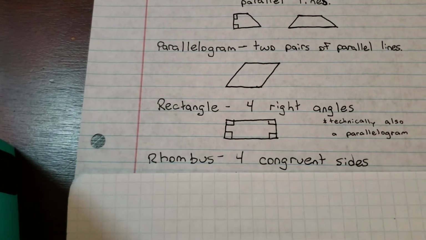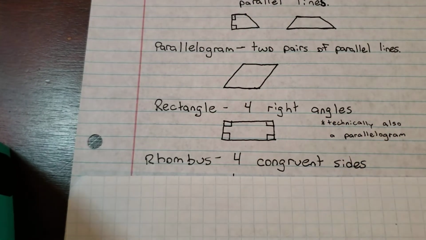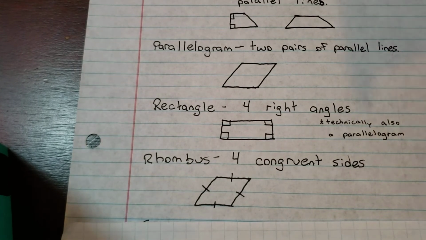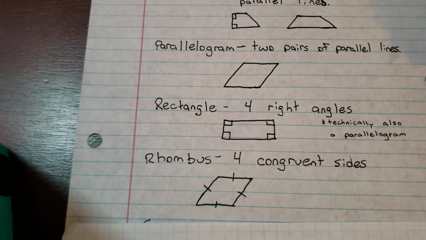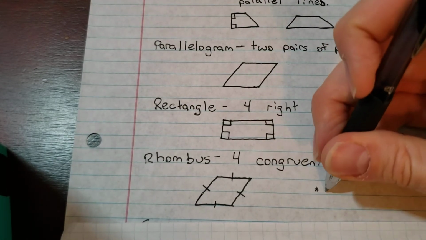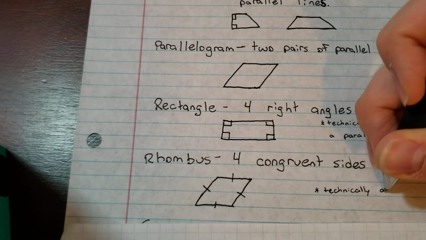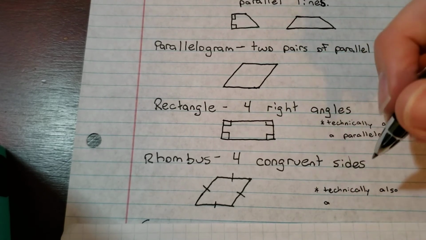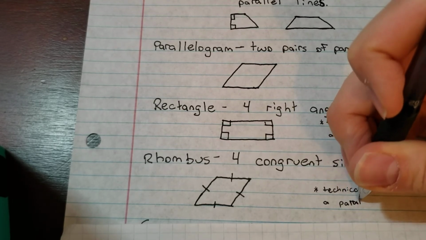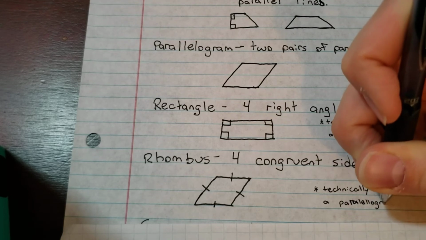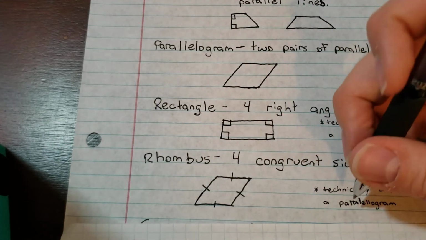A rhombus has four congruent sides, but they're usually like a square that's tipped over. So all these sides are congruent. These are also parallelograms, because all these opposite sides are parallel.